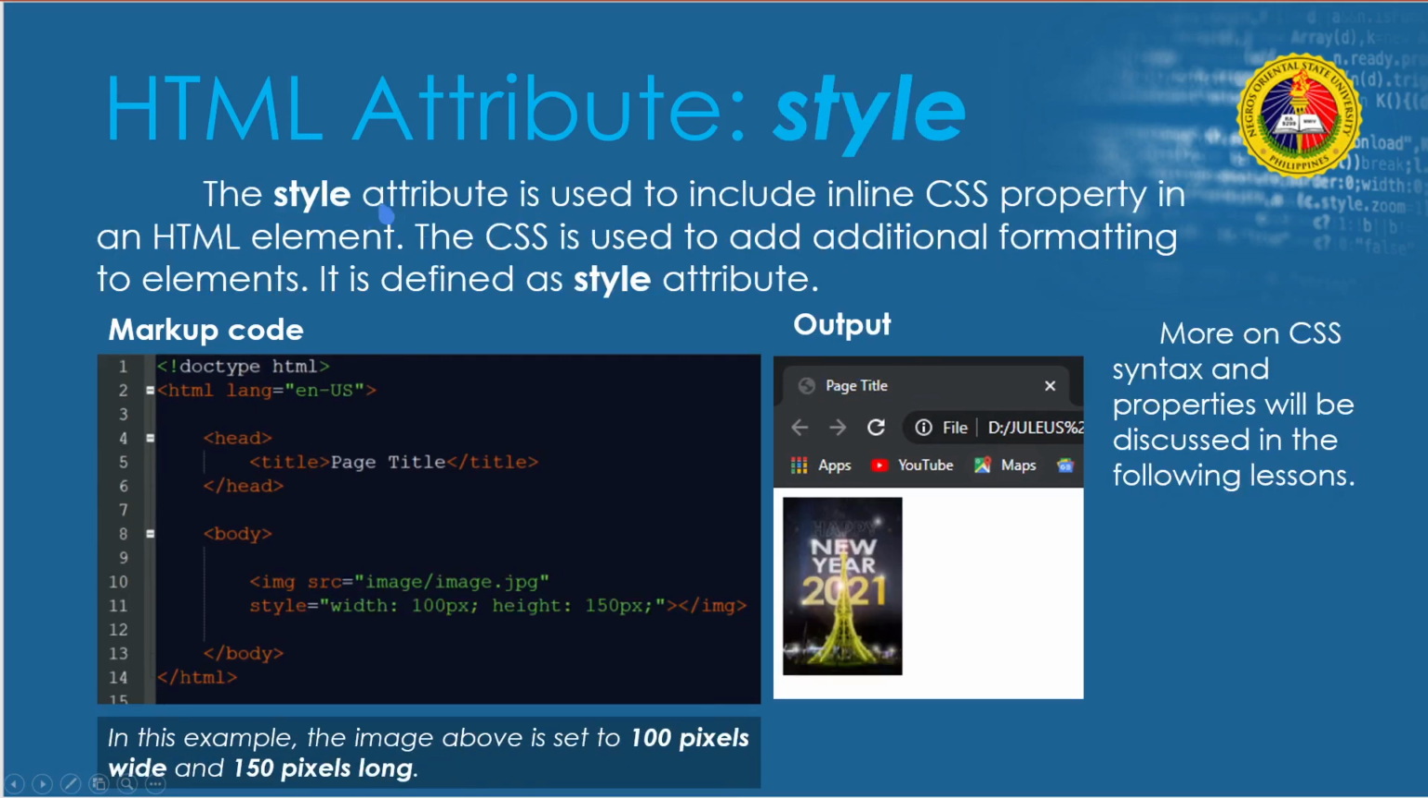Alright. The style attribute is used to include an inline CSS property. Since next meeting we'll discuss CSS, basically we can use an attribute called style for us to add CSS properties inside an HTML tag. The CSS is used to add additional formatting to elements. This is defined as the style attribute. So this is the markup code, just like this, and then the output.